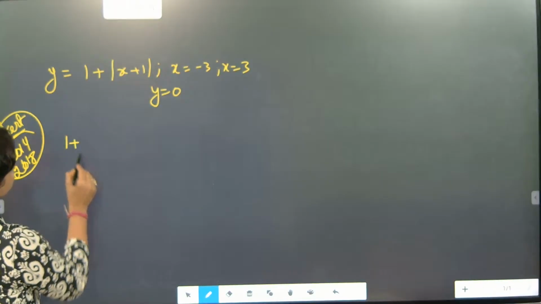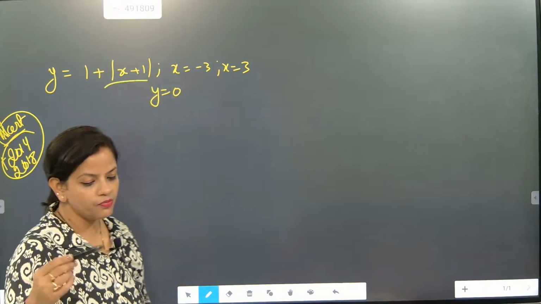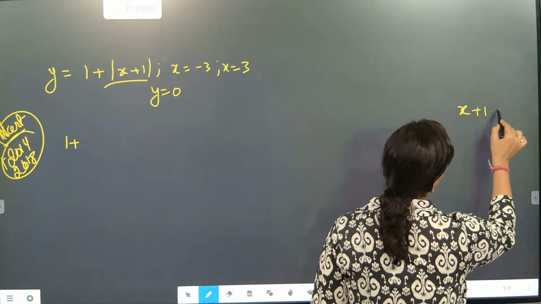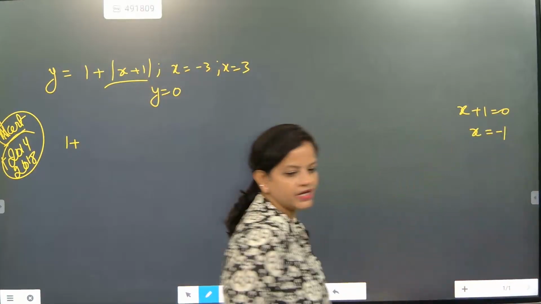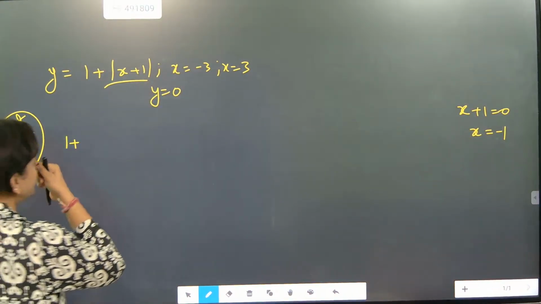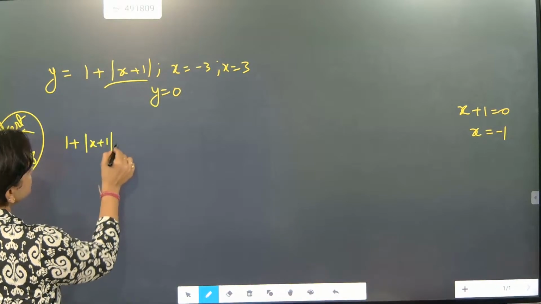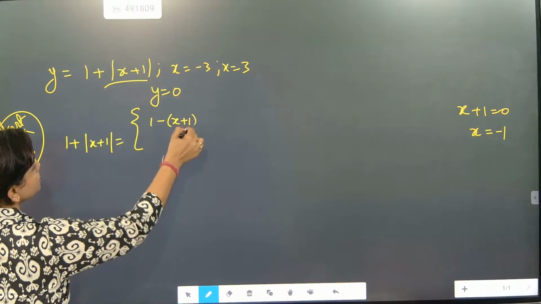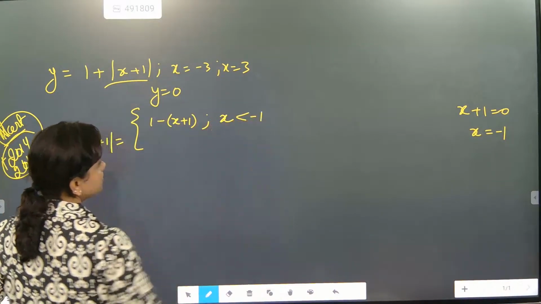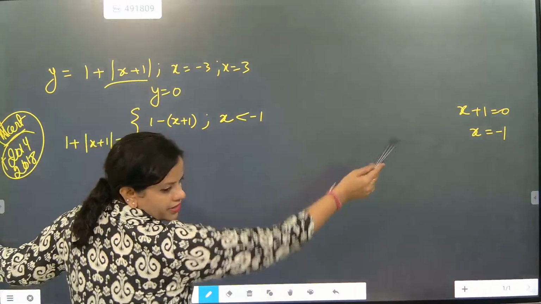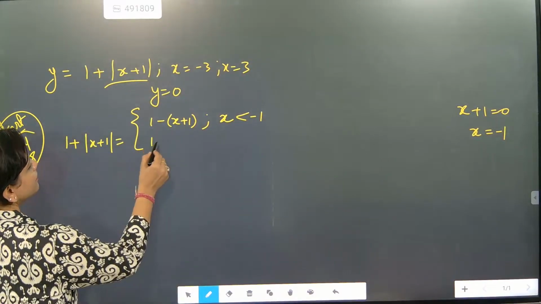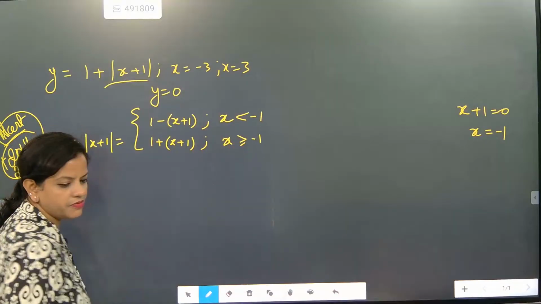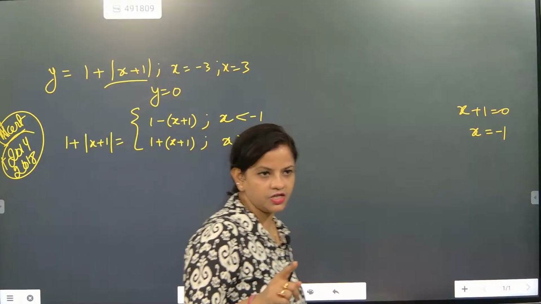Whatever is present in the modulus, you have to make it equal to 0. So x plus 1 equal to 0. What is the value of x coming? Minus 1. Now that means modulus of x plus 1 will have two values. One time it will be 1 minus (x plus 1) when x is less than minus 1, because x is equal to minus 1 is the target. The next part will become 1 plus (x plus 1) when x is greater than or equal to minus 1. So this is the limit. Understood? Now look here.